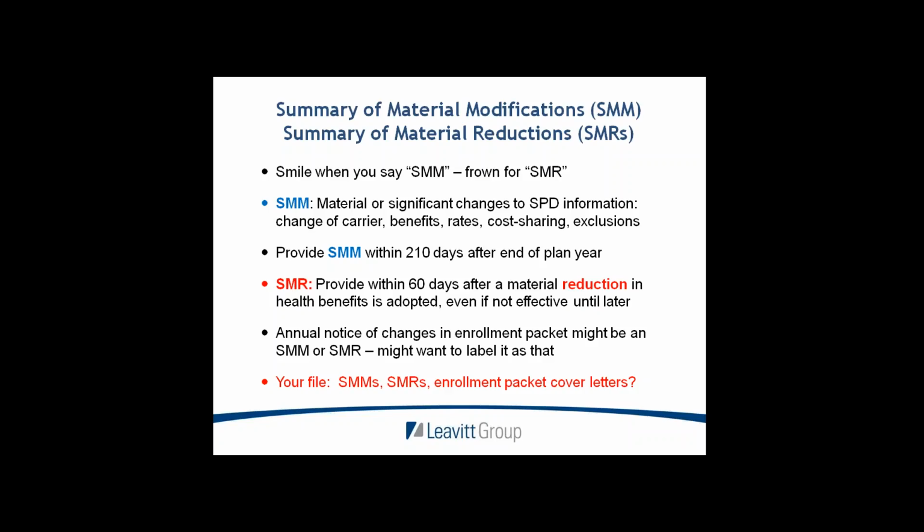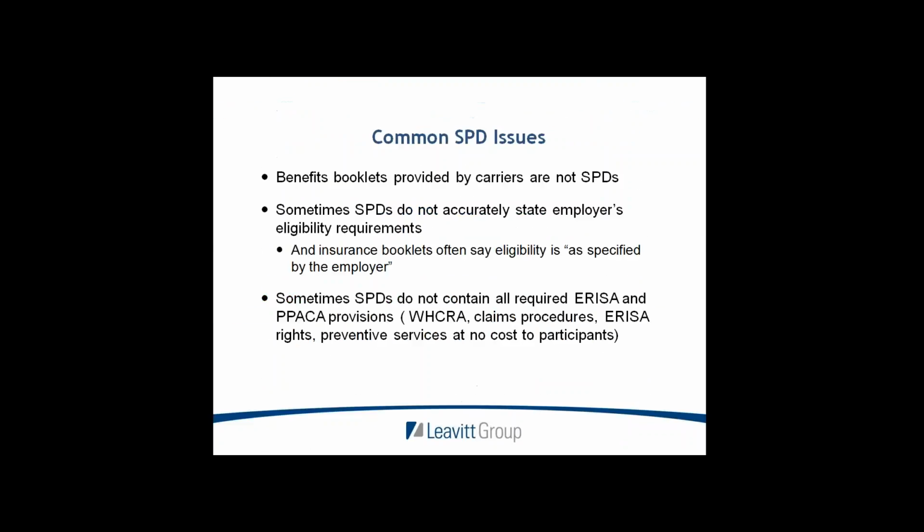The SMR has to be provided within 60 days after a material reduction in health benefits is adopted, even if it's not effective until later. So I think for a lot of employers, it's not adopted earlier and then effective later. It's usually adopted about the same time or shortly before it becomes effective. But that time frame is something to keep in mind. And in your file, you want to keep copies of the SMMs, the SMRs, maybe the enrollment packet cover letters, and the dates that those went out.